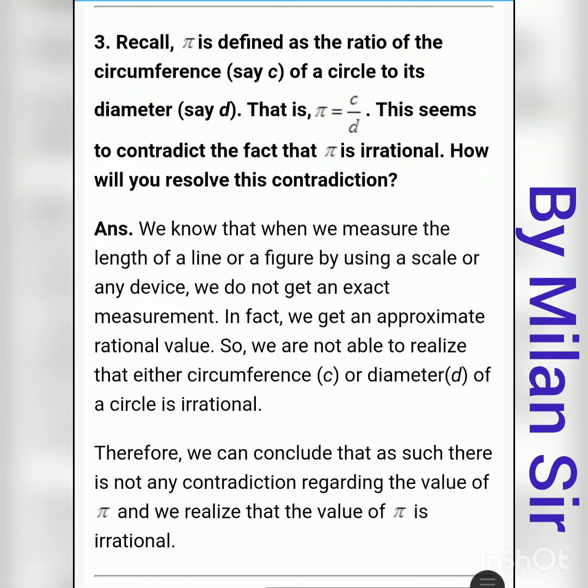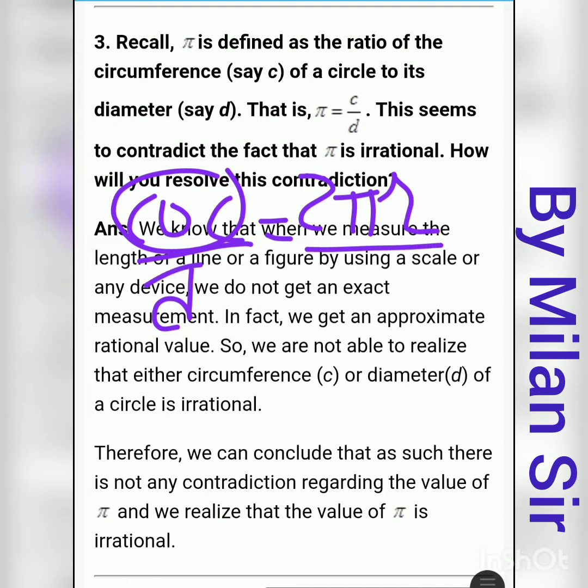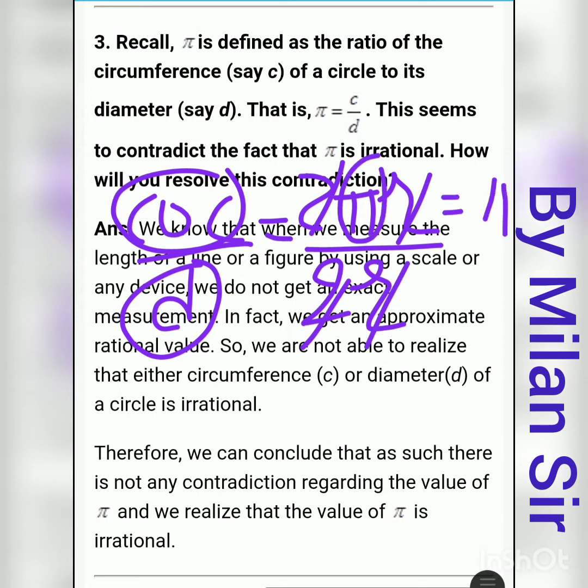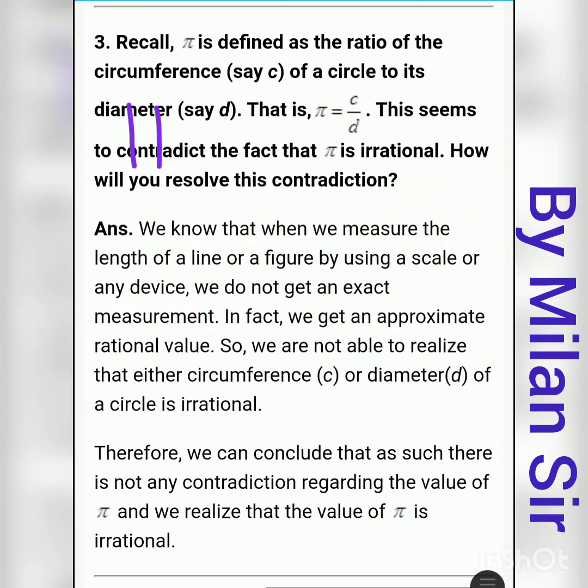What is the formula of pi? It is the circumference of a circle divided by d. The circumference of a circle is 2 pi r, divided by the diameter, which means 2 multiplied by the radius, right? So 2 cancels, r cancels, and we get pi. It means that pi is equal to the circumference of the circle divided by the diameter.